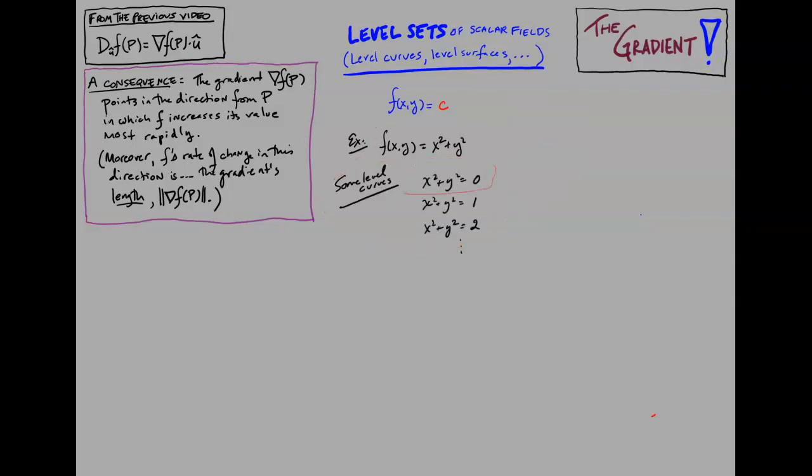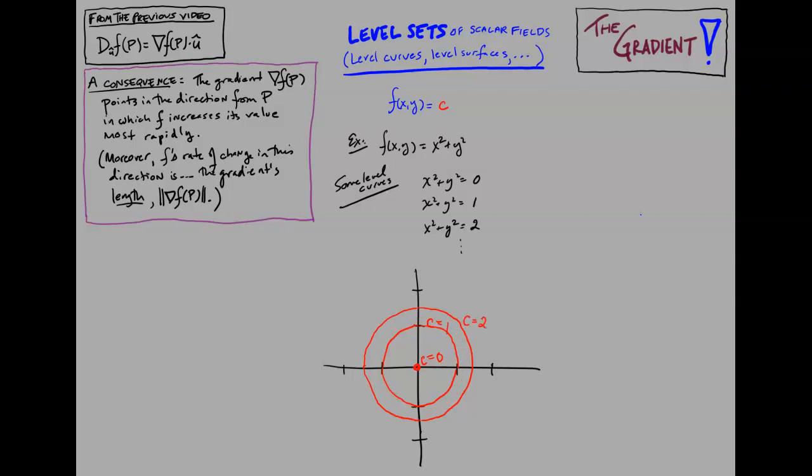Some level sets for this function might look like this. x squared plus y squared is 0, or x squared plus y squared is 1, or x squared plus y squared is 2, or x squared plus y squared is 63. And if we were to plot those level sets in the xy plane, we might get something like this, where the bullseye here corresponds to the case where c was equal to 0, and this next ring corresponds to the case where c equals 1, and of course this circle would be the case where c is equal to 2.